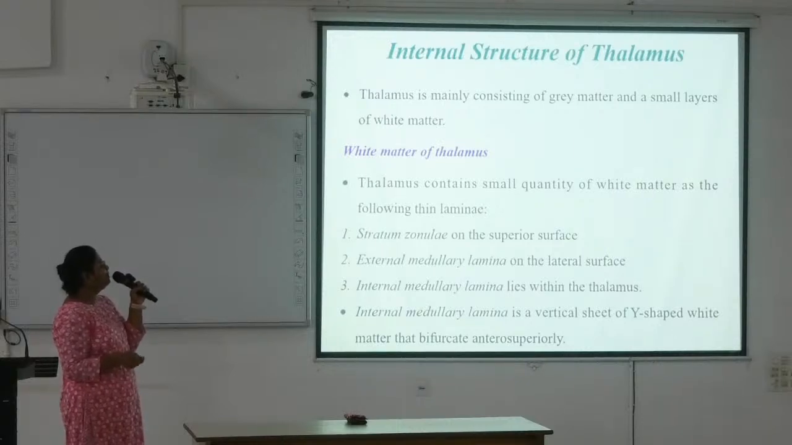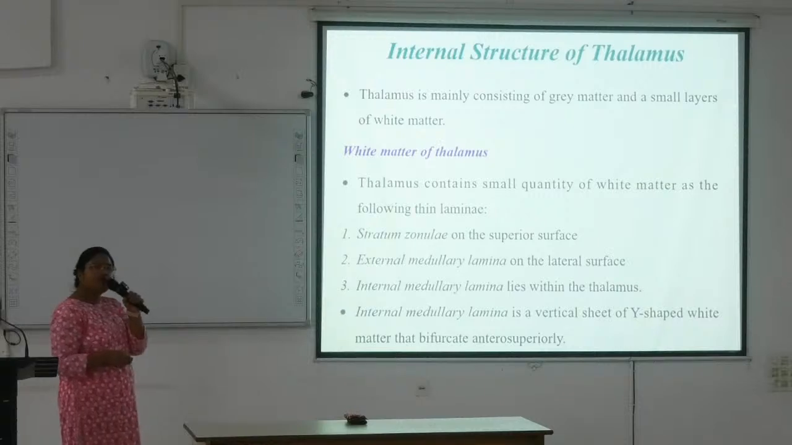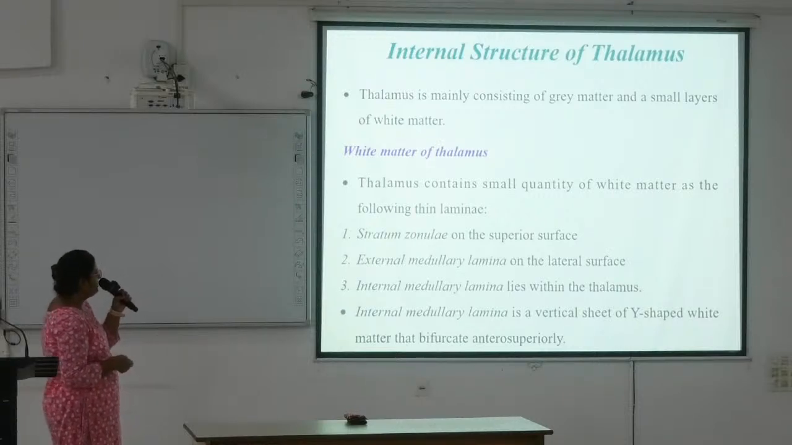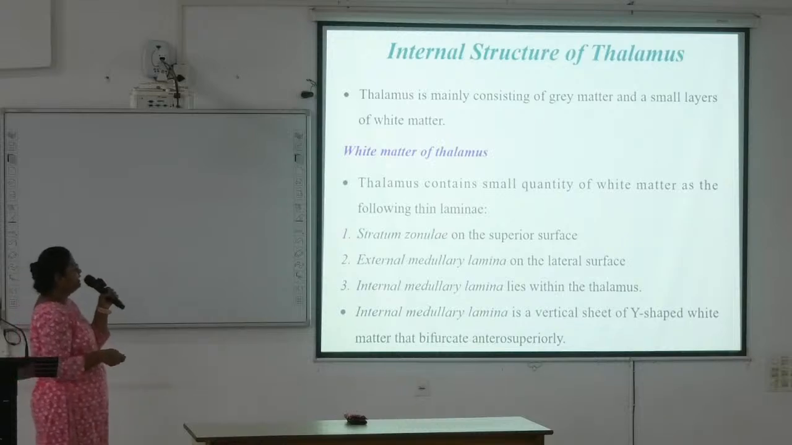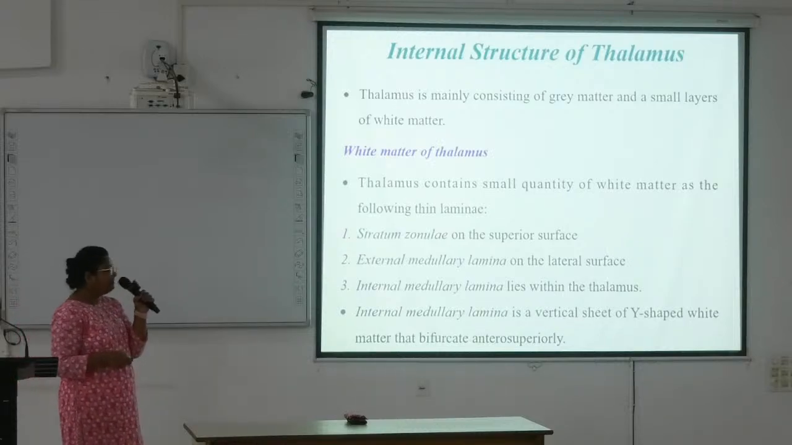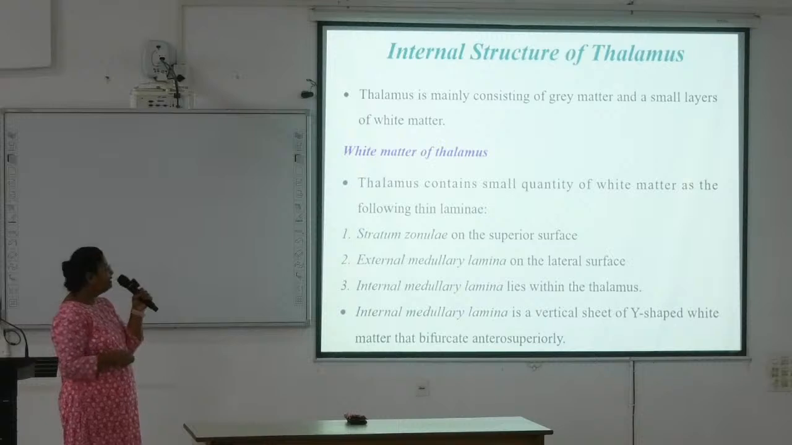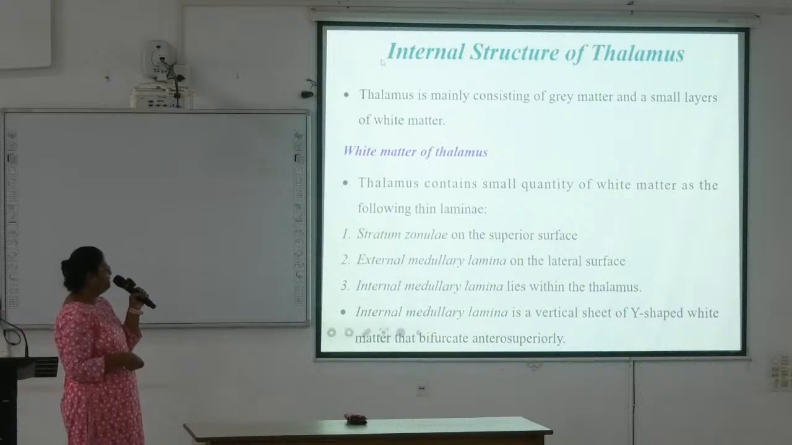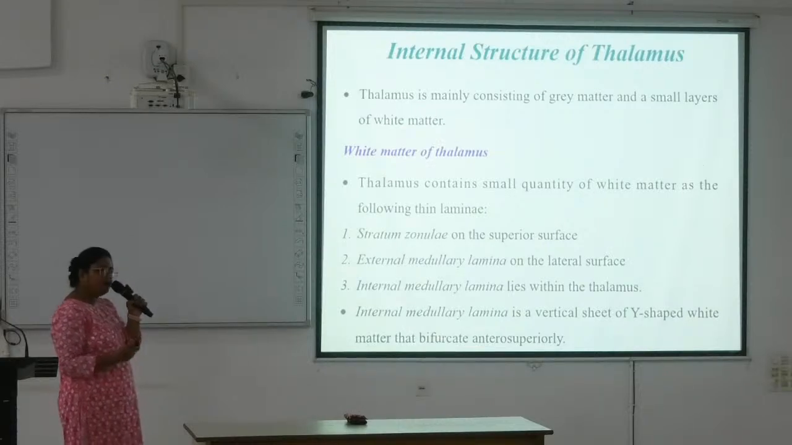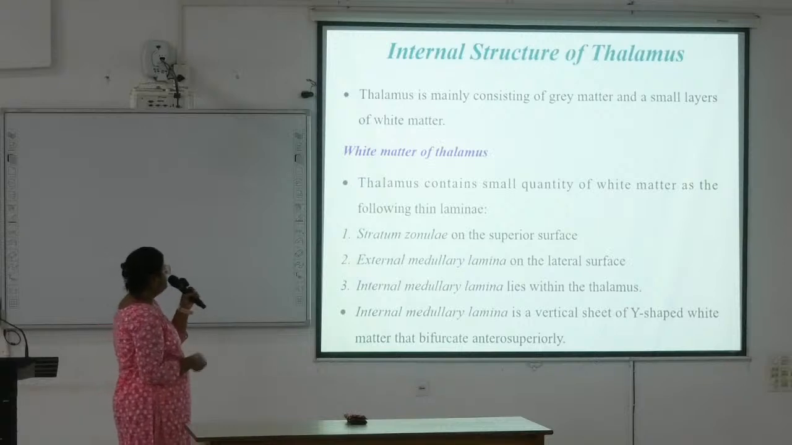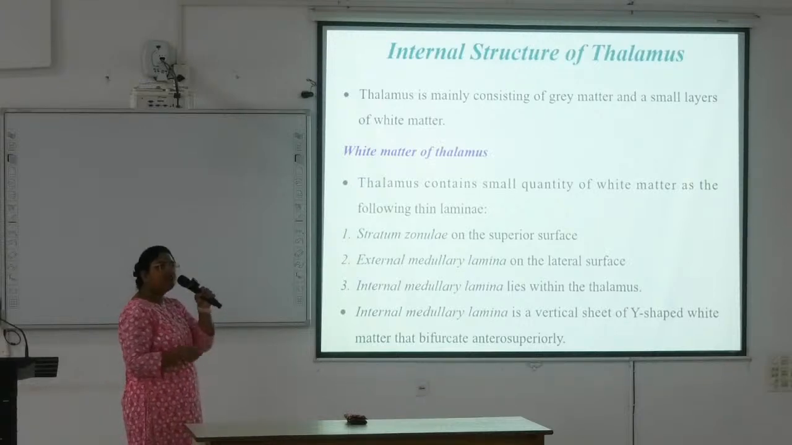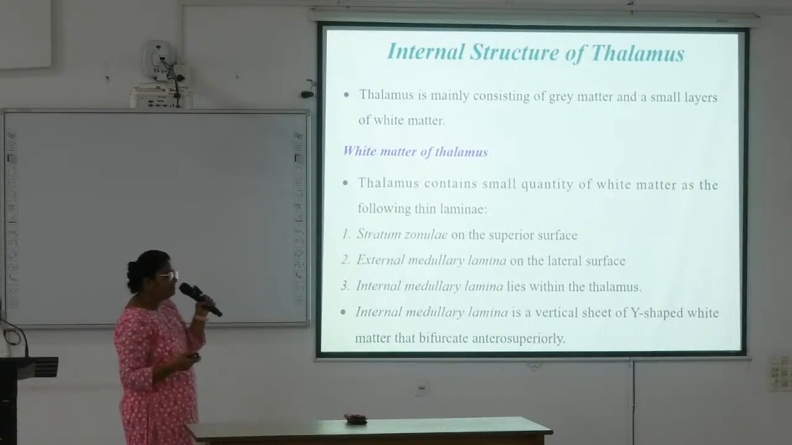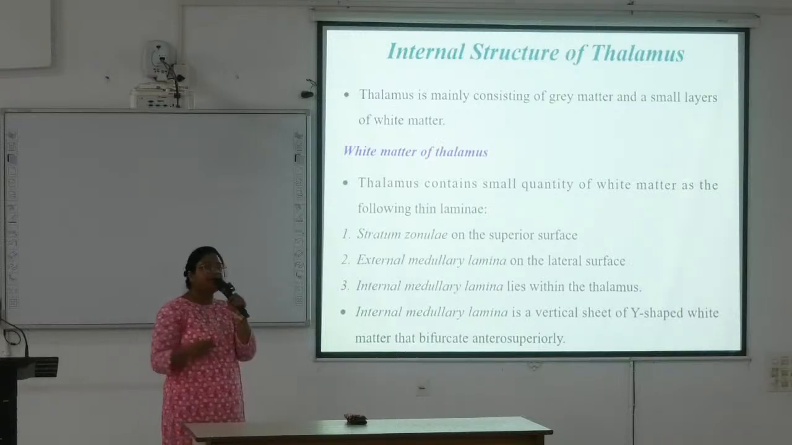It contains a small quantity of white matter as the following thin lamina: stratum zonale on the superior surface, external medullary lamina on the lateral surface, and internal medullary lamina, which lies within the thalamus, the Y-shaped area. Internal medullary lamina is a vertical sheet of Y-shaped white matter that bifurcates antero-superiorly. So these are the white matter areas. These are very small areas. Mainly gray matter is present, and in this area white matter is present.